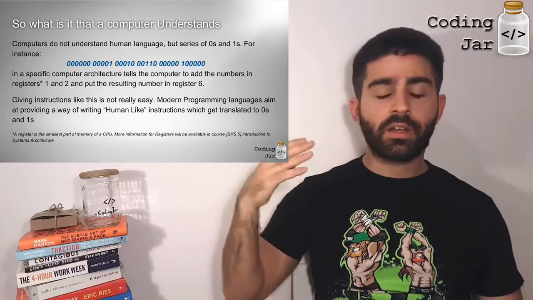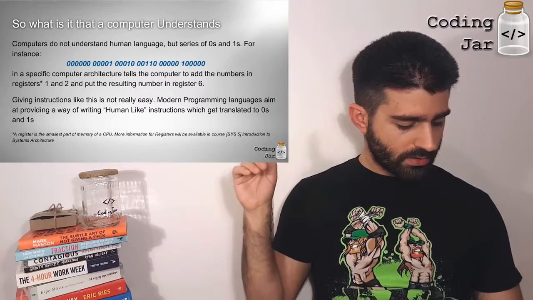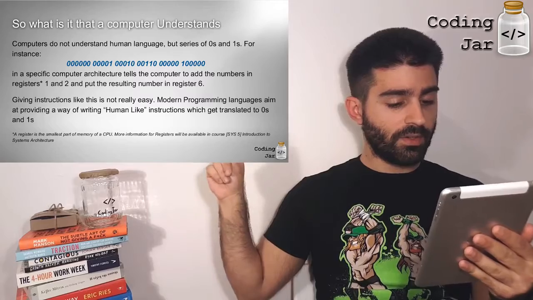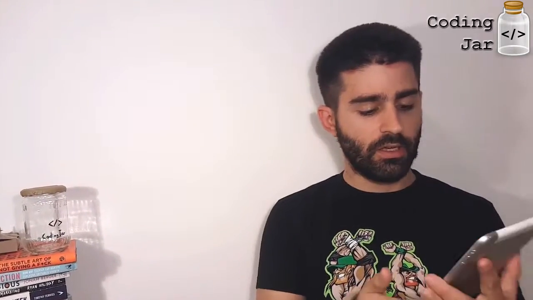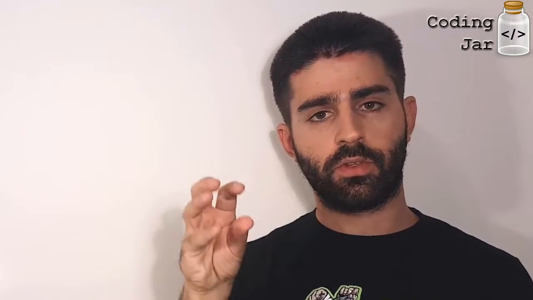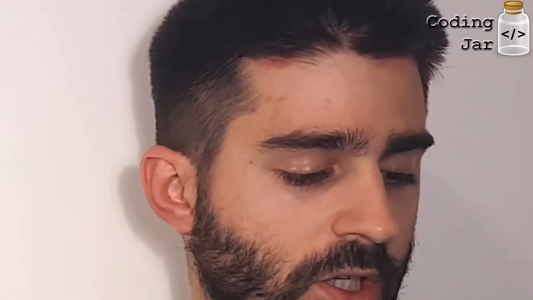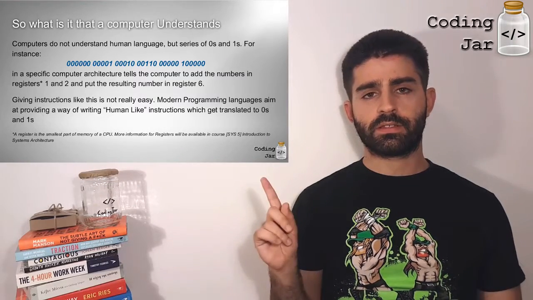So in one architecture, I think it's MIPS, but I'm not sure, this operation, let's trust my notes, tells the computer to add the numbers in registers 1 and 2 and put the resulting number in register 6. Registers, if you see the really small note here, are one of the slots of the memory of the CPU, but this is not something you should care about, because this will be taught in Systems 5, Introduction to Systems Architecture.